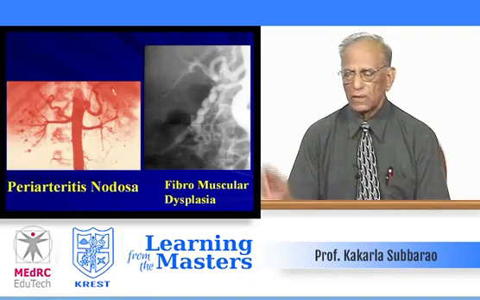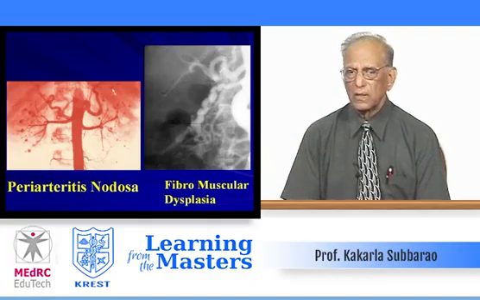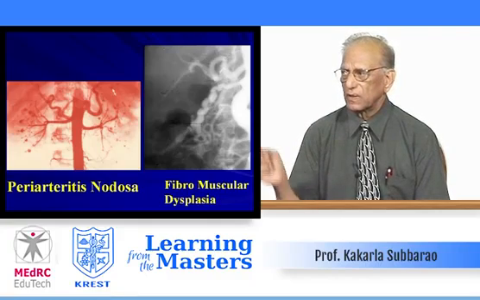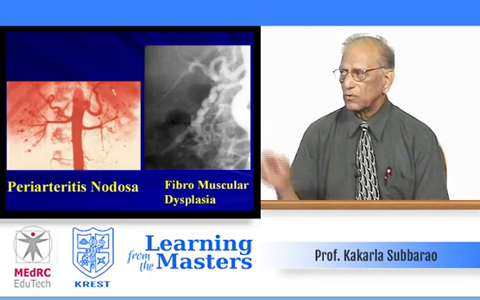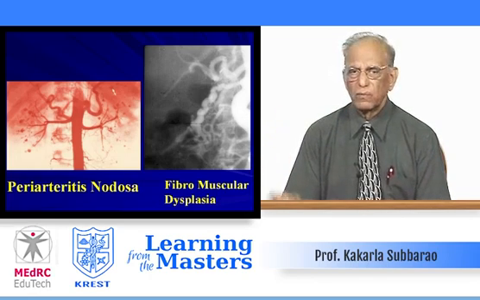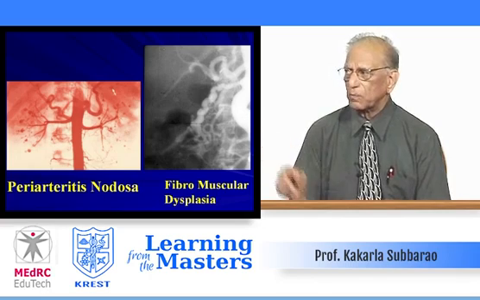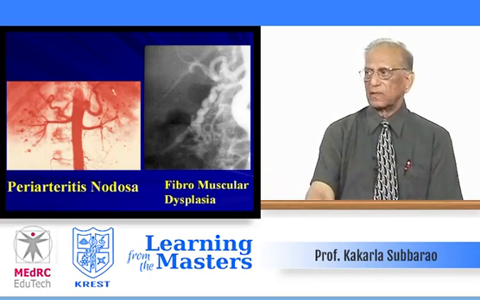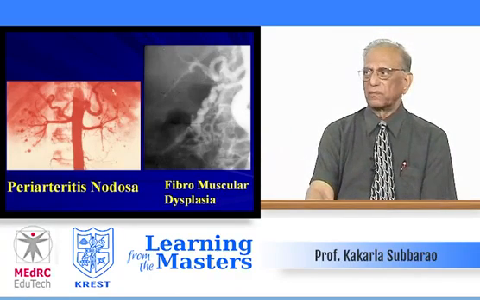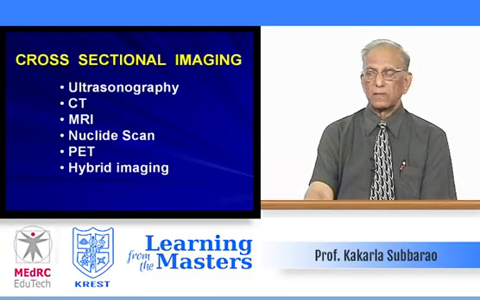Periarteritis nodosa, look at the multiple aneurysms in the aortic angiography with renal arteries well outlined. And also you can see cone view of the right renal artery, fibromuscular dysplasia with beaded appearance of the right renal artery, selective renal angiography. Cross-sectional imaging: ultrasonography, CT, MRI, nuclear scan, PET, hybrid imaging.